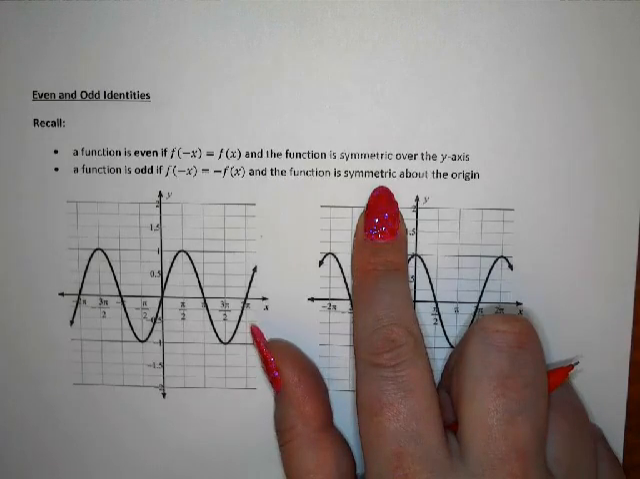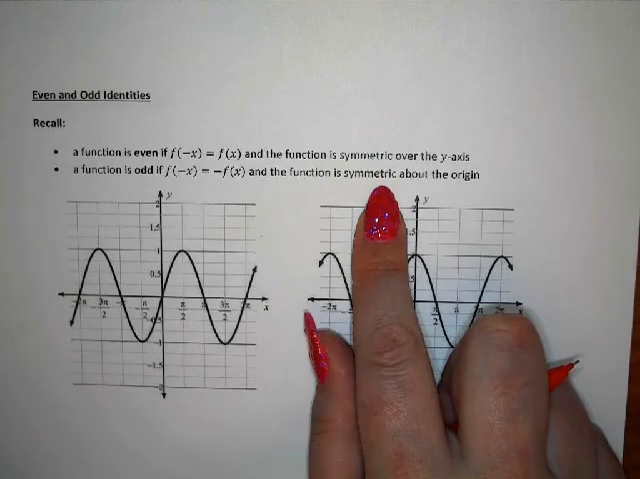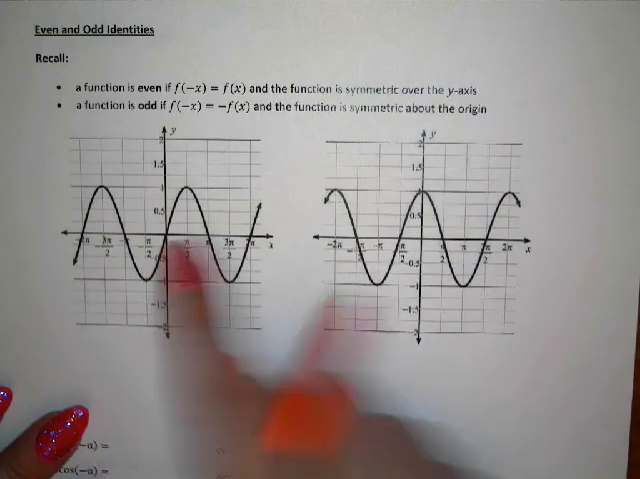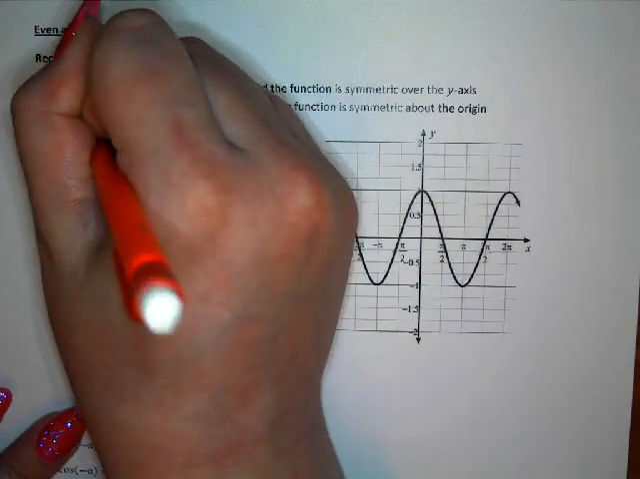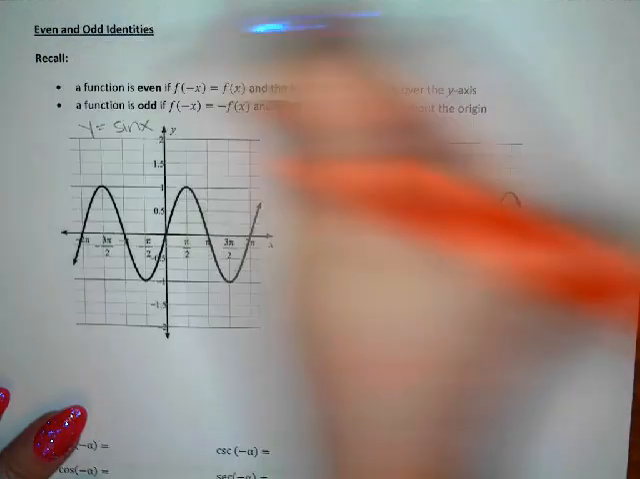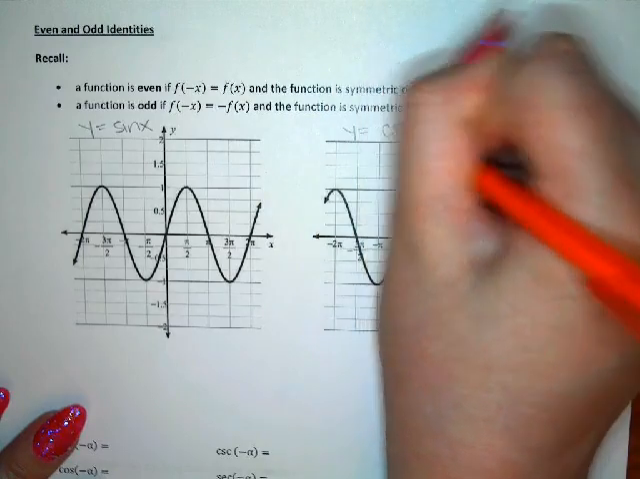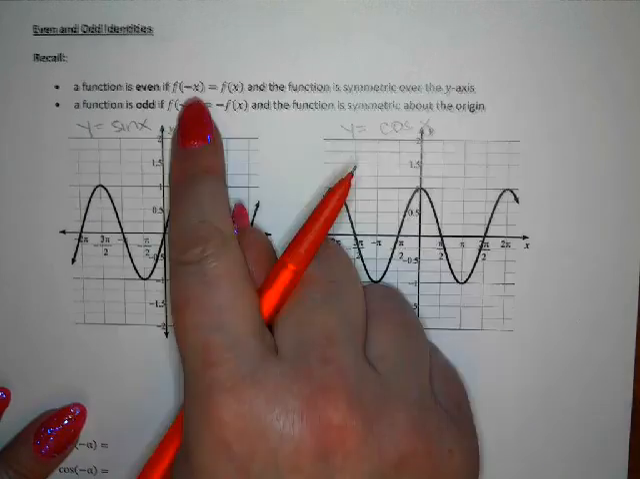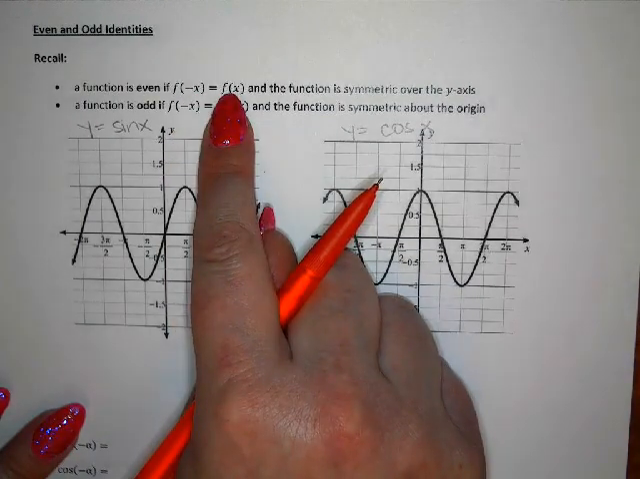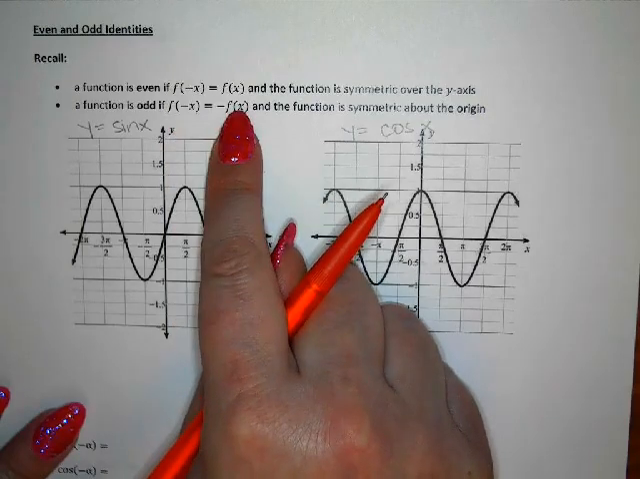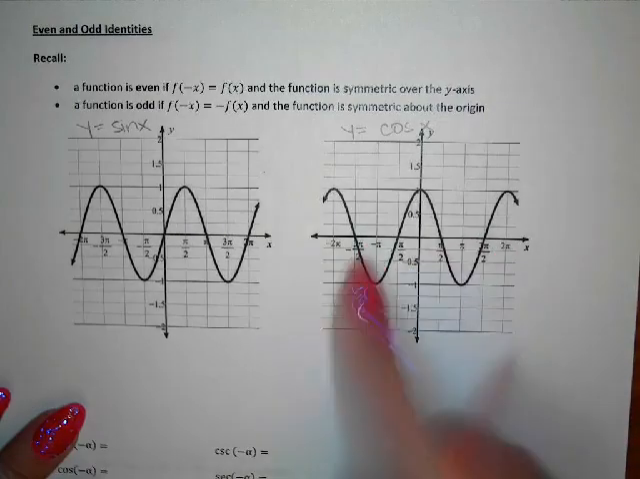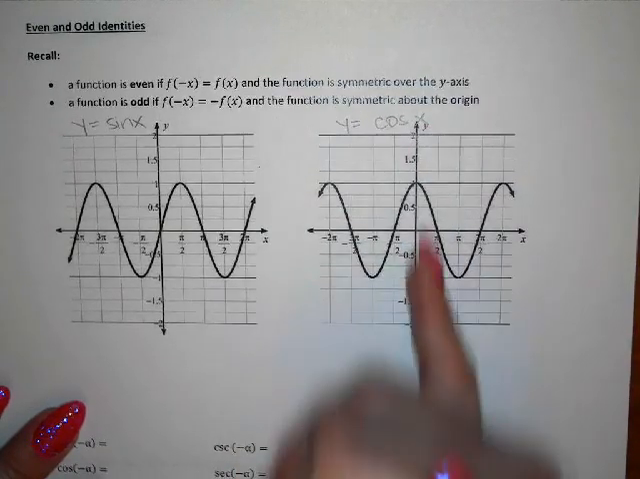So when we look at sine and cos graphs, this one is sine, this one is cos. One of them is even, one of them is odd, and that means that with one of them, when you plug in a negative x, you just get the original function. One of them, when you plug in a negative x, you get the negative version of the original function. So here you can see that with the cos graph, if you were to fold the paper right over the y-axis, it would be the same on each side. So that means that this has symmetry over the y-axis, this graph is even.